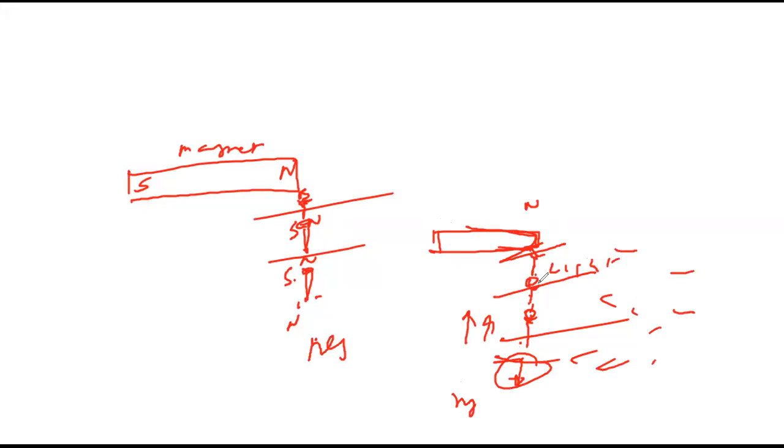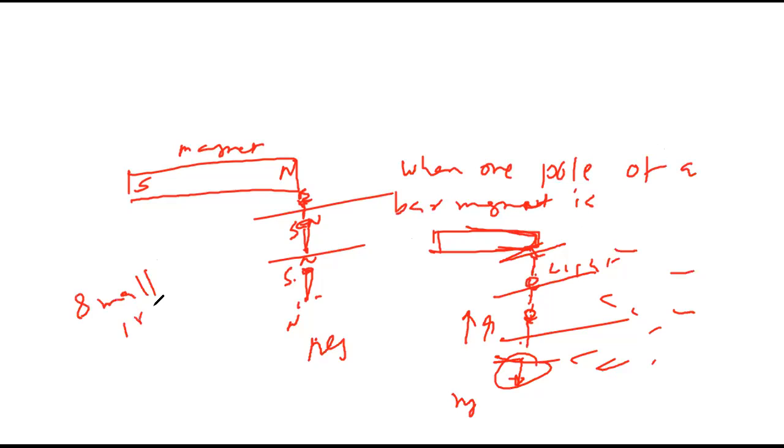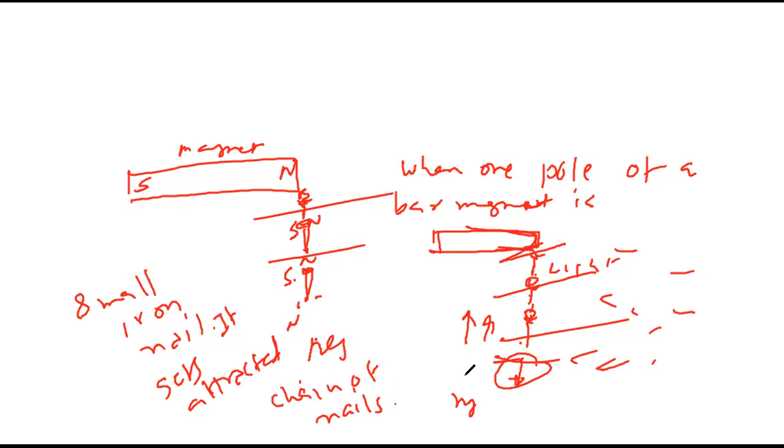Okay, right. When one pole of a bar magnet is brought near a small iron nail, it gets attracted. We can form a chain of nails.